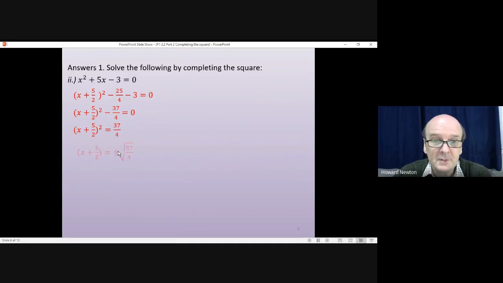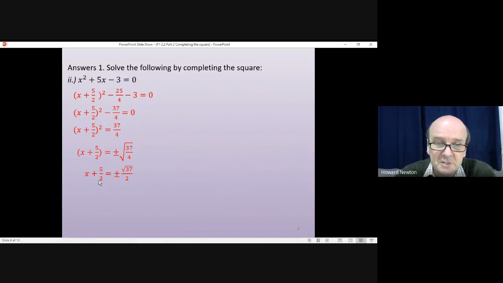Then you square root both sides. That gives you x plus 5 over 2 is equal to plus or minus root 37 over 4. Now at this point you should notice something inside the square root. The bottom number, 4. That is a perfect square. This always happens with these questions. So that 4 can be square rooted, and that is what I do on the next line. So root 37 over 4 becomes root 37 over 2, because the square root of 4 is 2.